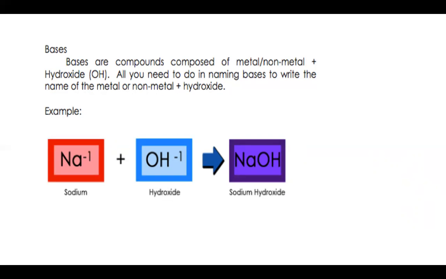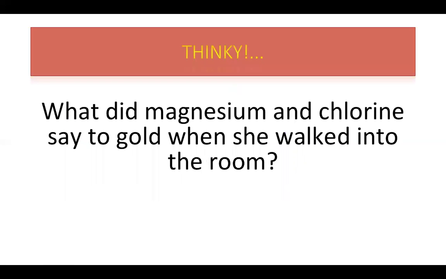Yung arrow na yan, hindi yan arrow na simple arrow lang. Kasi itong sinasabi kong sodium plus hydroxide yields sodium hydroxide, ito ay chemical reaction or chemical process. So when we are going to write a chemical equation, you have to properly write the symbol of the element plus the plus sign and the arrow. The arrow means yields or produces. Yun ang ibig sabihin.